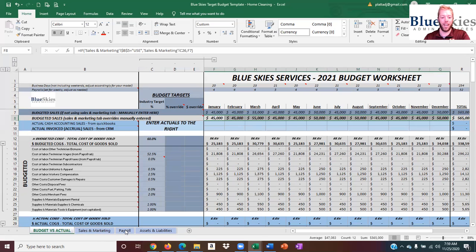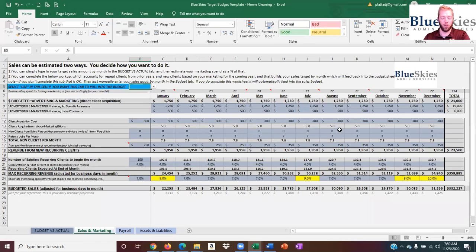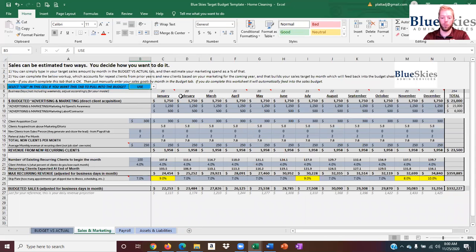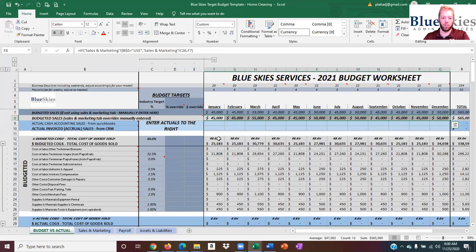And if you fill that tab out, I'll just go to it so you can get a quick glance at it. There's this quick little toggle here that says use. If you switch that to use, then all these cells are going to override with what's coming from that tab. And if you take that out of there, then it's just going to default back to this manual entry mode. So we'll keep it in manual entry mode for now.